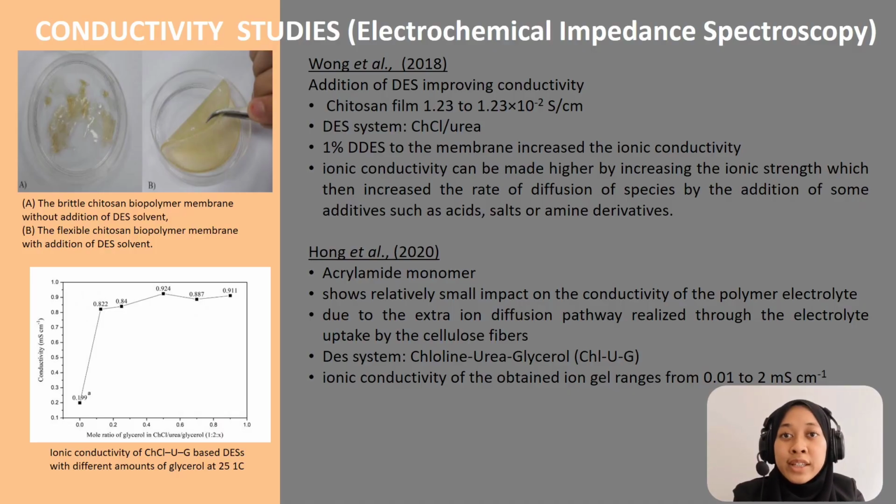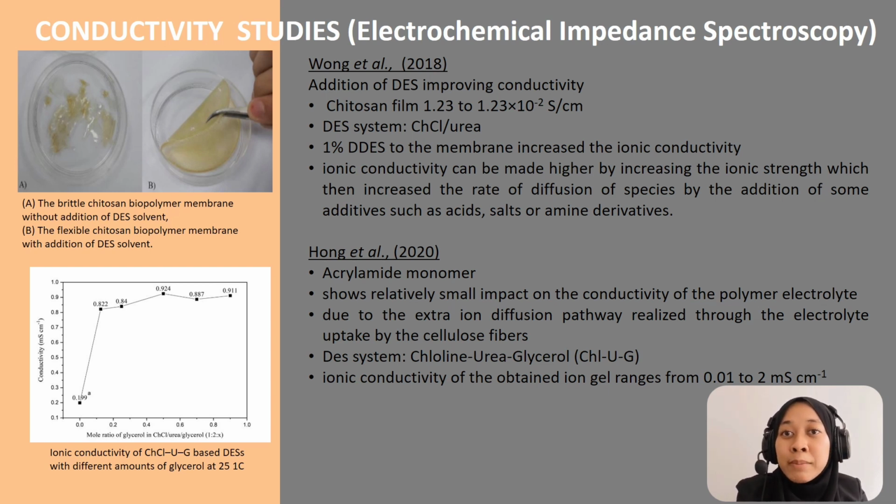Next, for conductivity studies, it is proven that an addition of deep eutectic solvent in a polymer electrolyte system increases the conductivity rate. As an example, in Wong's study 2018, addition of deep eutectic solvent improved the stability and conductivity of chitosan film in a deep eutectic solvent system, which are choline chloride and urea. They also stated that 1% of deep eutectic solvent to the membrane made it higher by increasing the ionic strength, which then increased the rate of diffusion of species by the addition of some additives such as acid, salts, or amine derivatives.